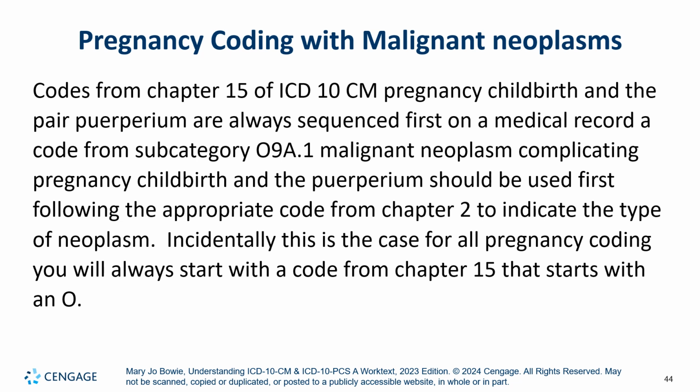Incidentally, in the case of all pregnancy coding, you would always start with a code from Chapter 15 that starts with an O. So anytime that you're coding for a pregnant patient, know that those codes are always going to take precedence over any of the other codes. Those are going to be your principal codes always, end of story. If the patient is pregnant, you're going to have an O code that is principal.